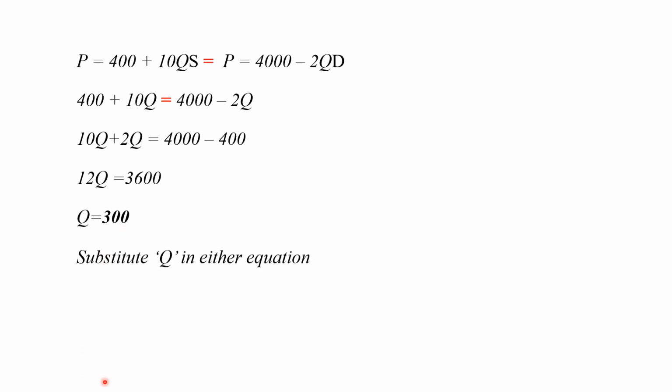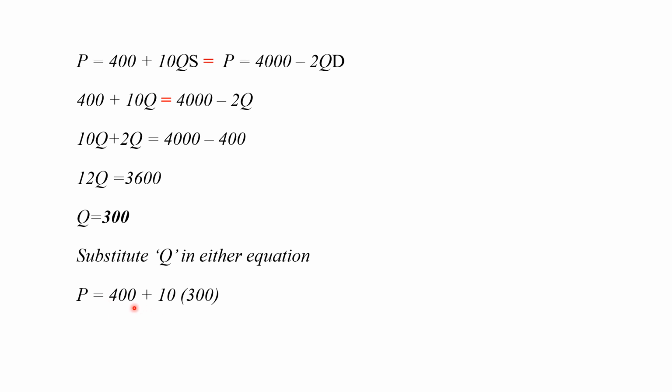Now we need to solve for the price. To solve for the price, all we need to do is substitute this Q, which is equal to 300, into either equation 1 or equation 2. That is P equals 400 plus 10QS is equation 1, or P is equal to 4000 minus 2QD, which is equation 2. I've decided to choose the first equation, P equals 400 plus 10QS. Wherever I find Q, I'm just going to substitute it with 300. Remember, I'm saying Q because we are assuming it's an equilibrium, right?